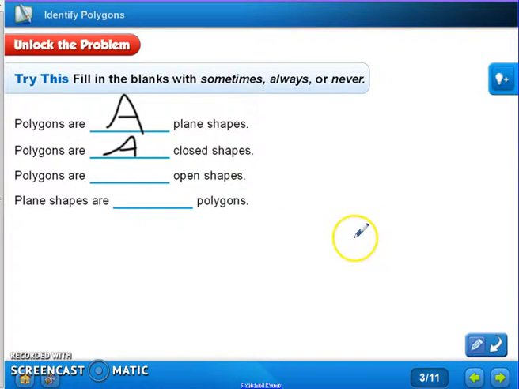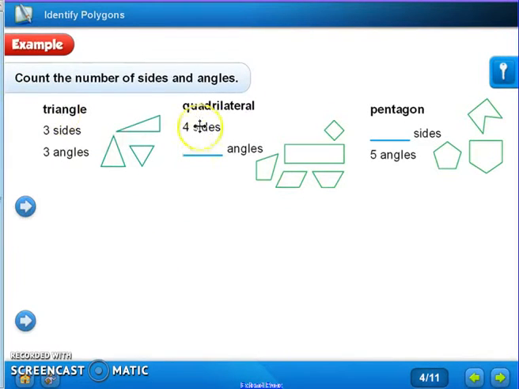Finally, polygons are open shapes. Sometimes, always, never. Never. And finally, plane shapes are polygons. That's a tricky one. I think I have to say sometimes on that, because sometimes a shape is a polygon if it's closed and it's made of line segments and it's flat. But we saw some shapes that had curved lines too, and so they are not polygons. So not all closed shapes are polygons. Great. Okay, now that we got that figured out, let's try a couple on our own.